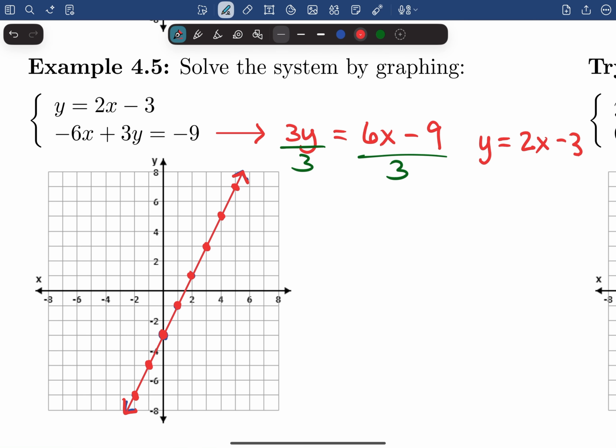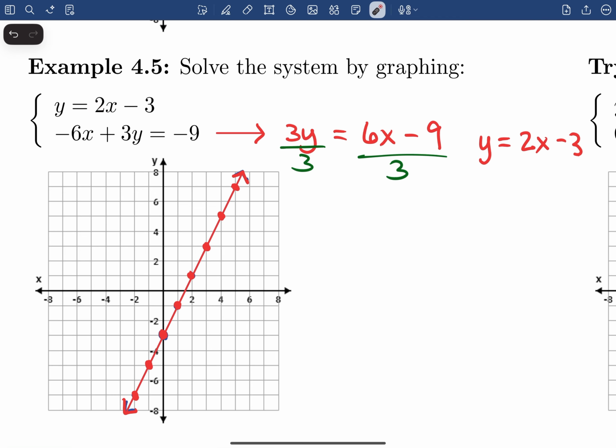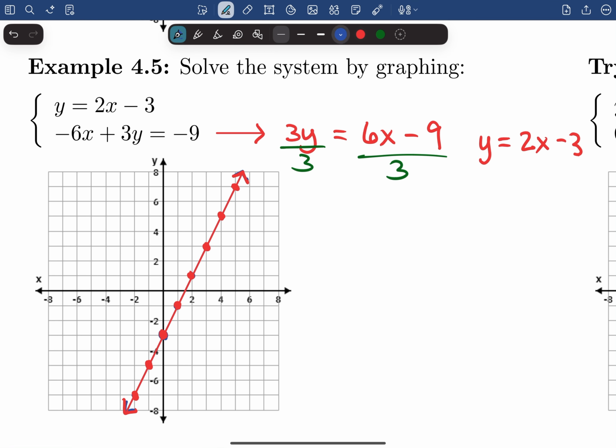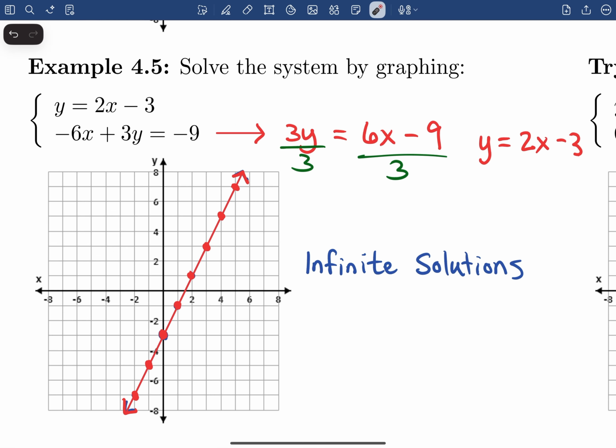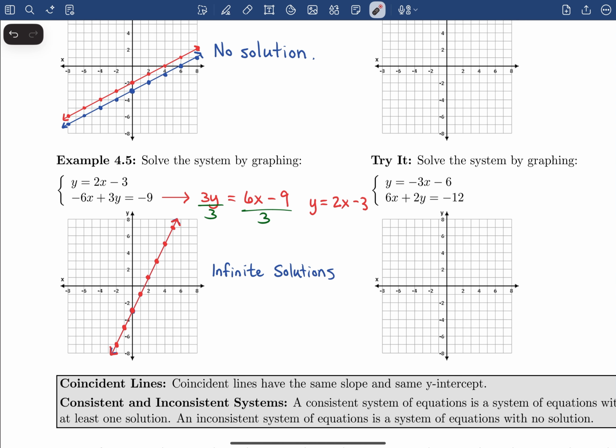And the same line has the same slope, right? 2 is the slope for both, and the same y-intercept, negative 3. Great. So what is the solution to this system then? Well, there are infinite solutions. And it'll make sense now, perhaps visually, because there are actually infinite points on those lines touching each other. So every little point on this graph is a solution to the system of equations. Great. All right.